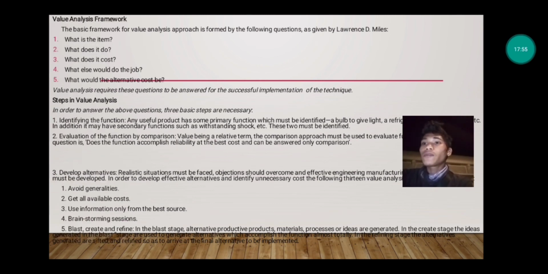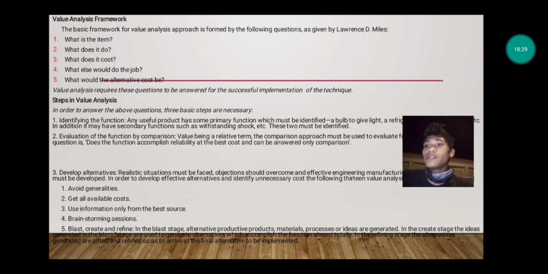Value analysis framework. The basic framework of the value analysis approach is informed by the following questions as given by Lawrence D. Miles. First, what is the item? What does it cost? What else would do the job? What would the alternative cost be? Value analysis requires questions and answers for successful implementation of the technique.